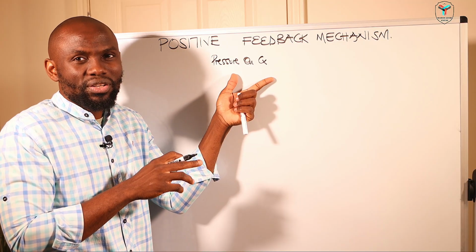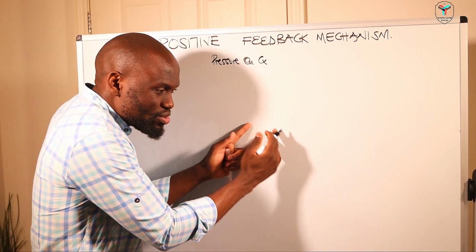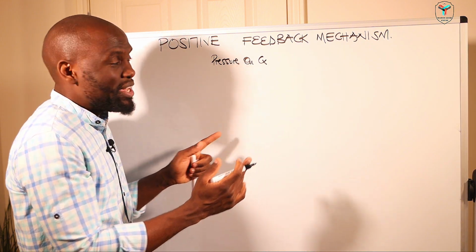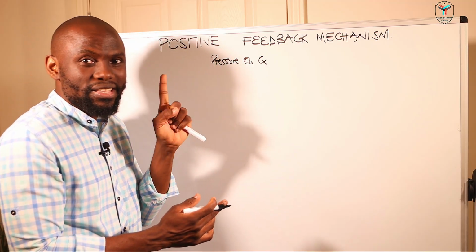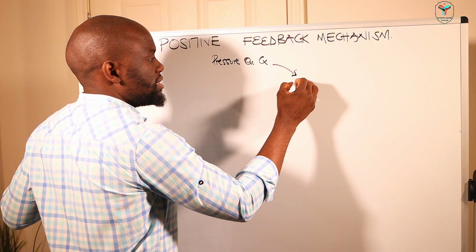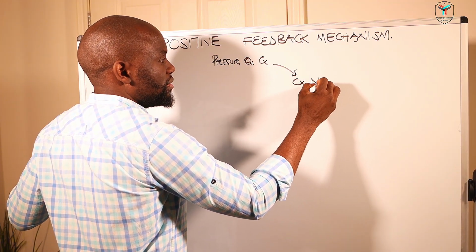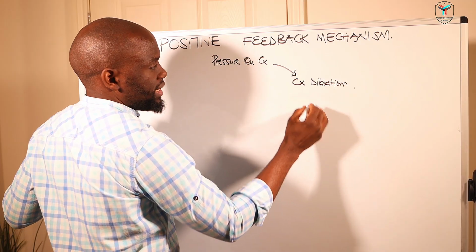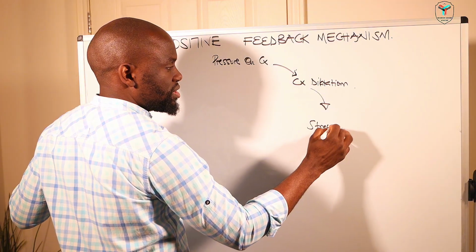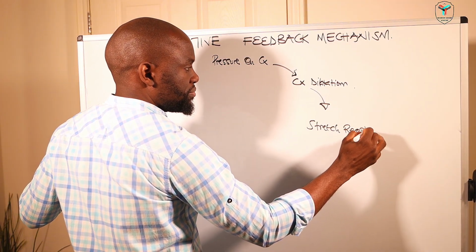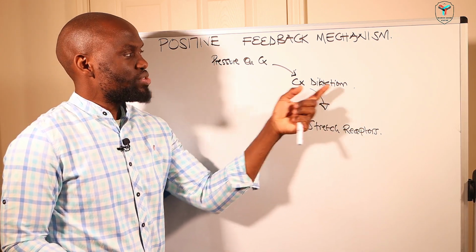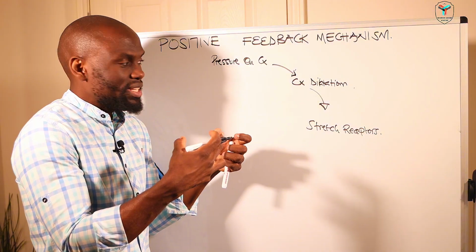What the pressure is doing on the cervix is forcing the cervix to dilate, and as it is stretching the cervix to start opening up, that is detected by the sensors. Before we get to the stretch receptors, we can put cervical dilatation here. From cervical dilatation, this is detected by the stretch receptors.